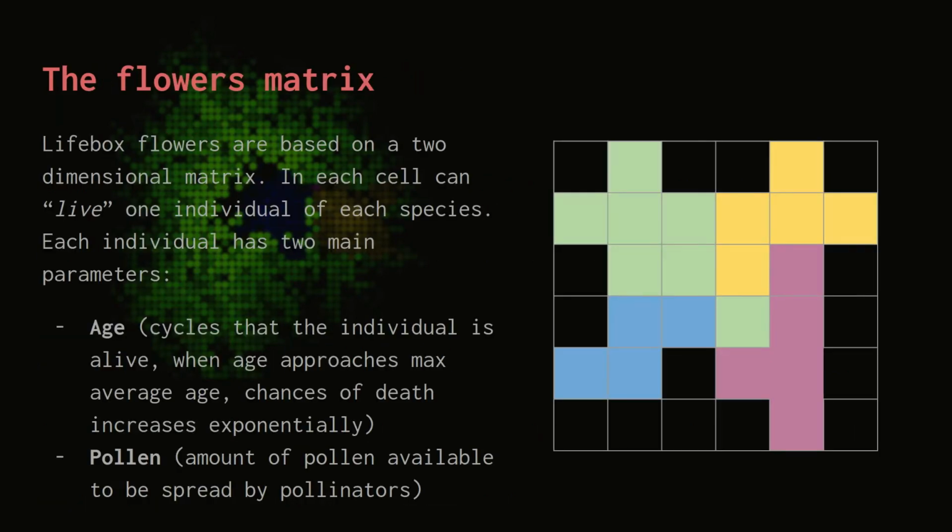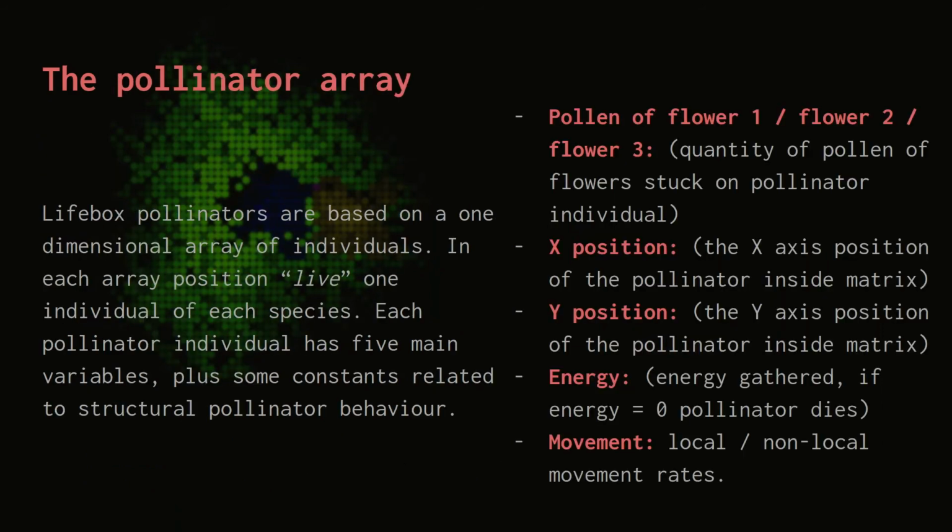The flowers work like a two-dimensional matrix, okay, and each cell of the matrix is occupied by one flower individual. So you have this two-dimensional matrix, and you can see how these flowers can spread around the matrix in real time. In the case of the pollinators, we don't have a matrix but an array. Okay, so each element of the array has the X position and Y position, and you can see how this changes through time, and you can see the movement of the pollinators around the simulation.